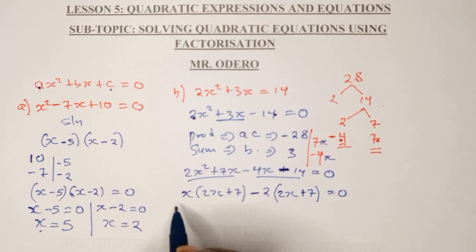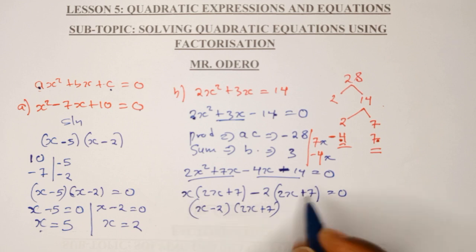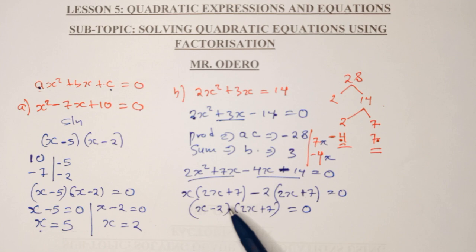So therefore, this will be x minus 2 and 2x plus 7. So when these brackets are the same, you put these two under one bracket, then you equate those two factors to 0. So it either means this value is equals to 0 or this one is equals to 0. So it means x minus 2 is equals to 0. If you take this to the other side, it means x will be equals to 2.